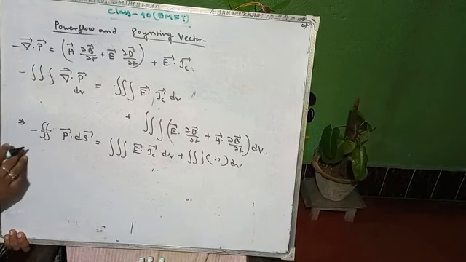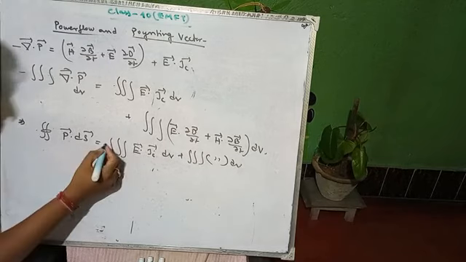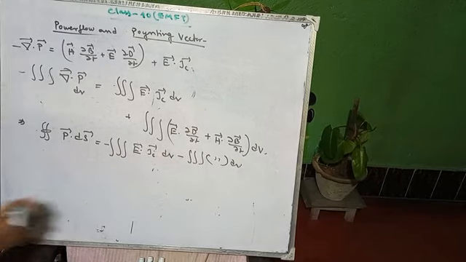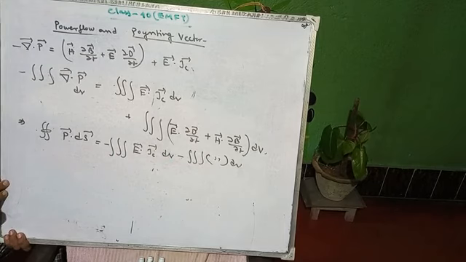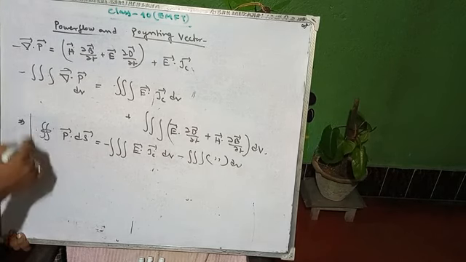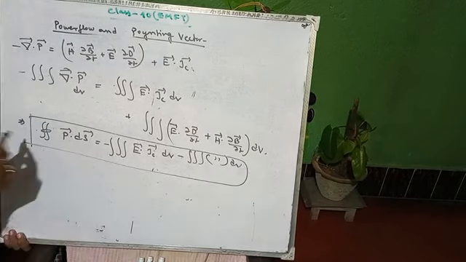Okay, so next, this above expression, taking this negative sign over here first. Taking this negative sign over here, the above expression is known as the integral form of the Poynting theorem.